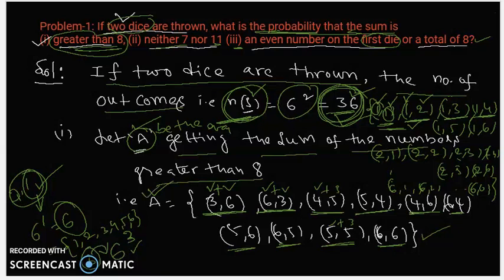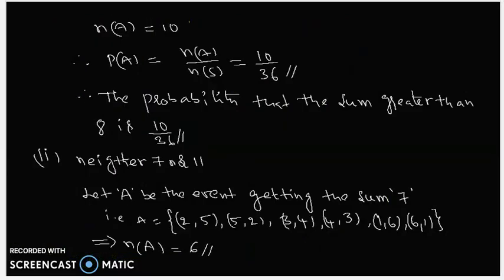A is the event, the sum of the numbers greater than 8. So how many elements are there for which the sum is greater than 8? 1, 2, 3, 4, 5, 6, 7, 8, 9, 10. So total 10 outcomes whose numbers sum is greater than 8. So clearly we are going to write n of A equals 10.